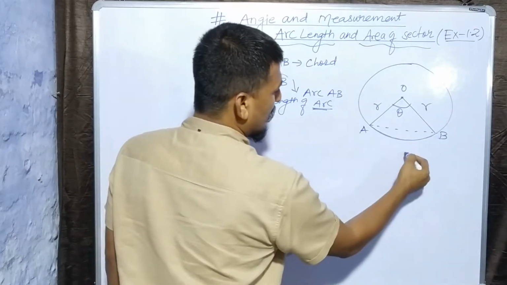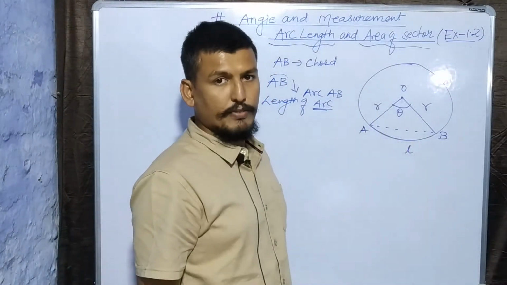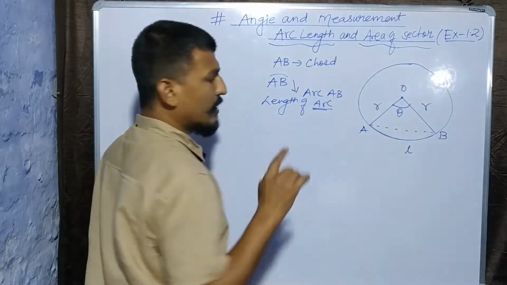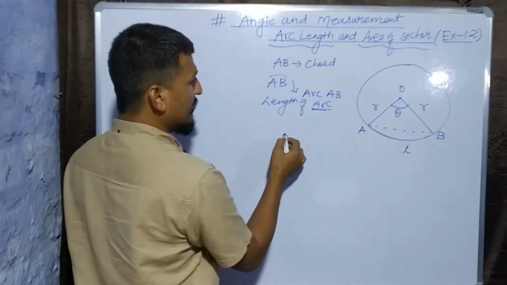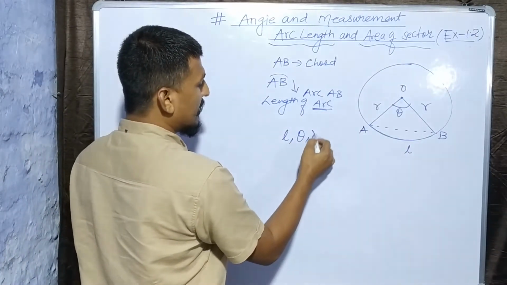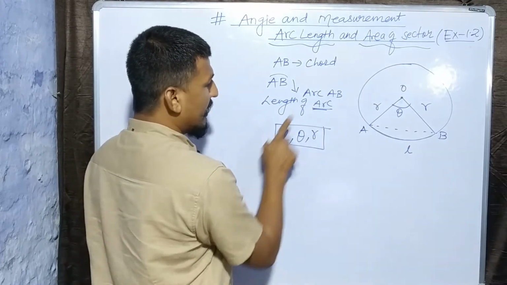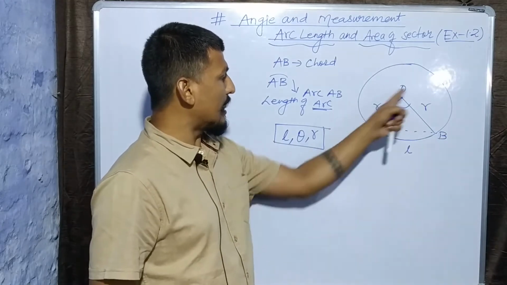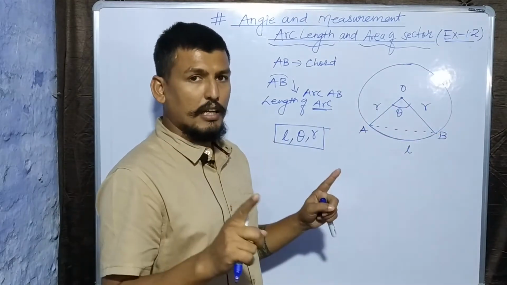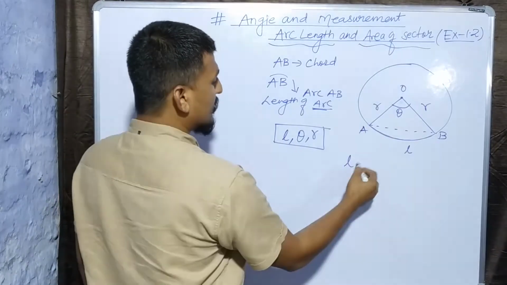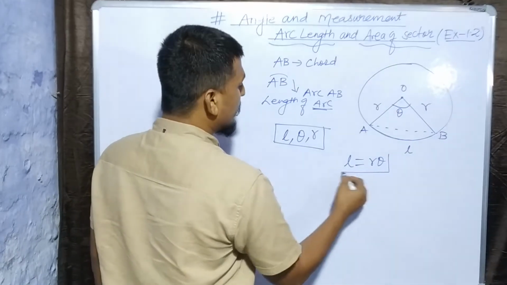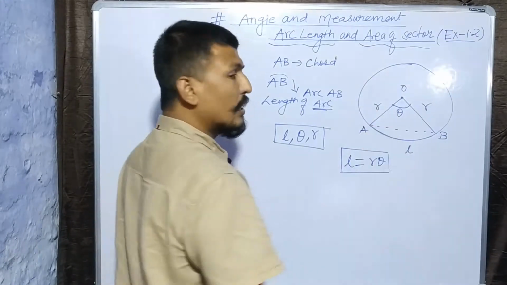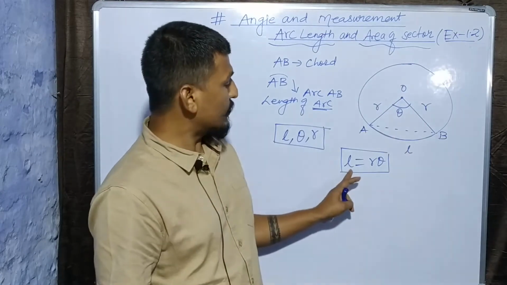Suppose this is L. So we have a relation between L, theta and R. L is the length of arc, theta is the central angle, and R is the radius of the circle. So the relation is: length of arc is equal to R theta. L is the length of arc.